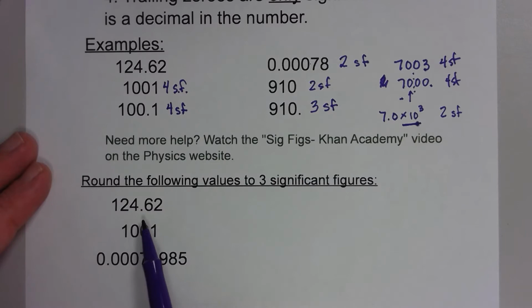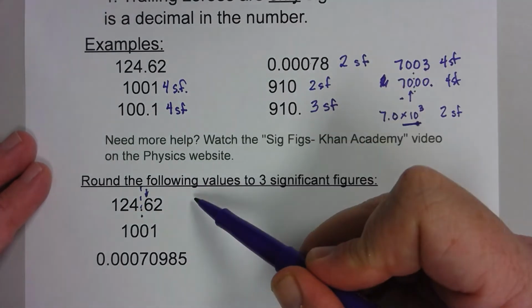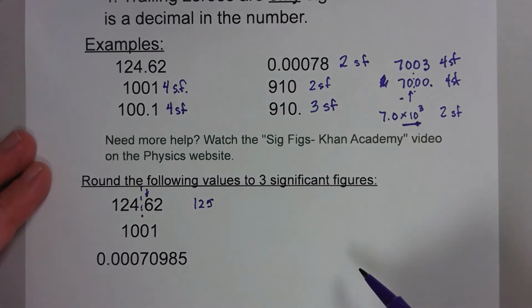So 124.62. That would be 5 sig figs written that way. If we only know it to 3 places, that means we're going to keep the ones place, but we're going to cut off the tenths and the hundredths. So we're going to cut it off right here. The next digit's bigger than 5, so we would call that 125. That's as accurately as we know that value.